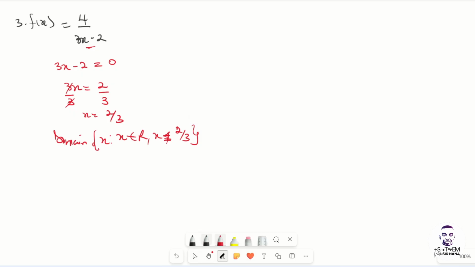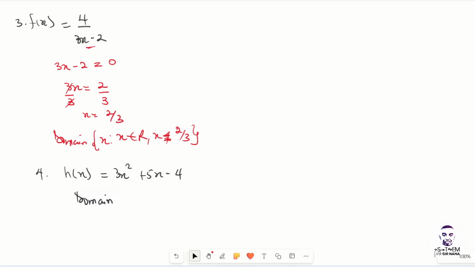And then for the fourth question, we have a quadratic function. The quadratic function given is h of x, which is equal to 3x squared plus 5x minus 4. And we know that quadratic functions belong to the polynomial functions. So for the domain of polynomial functions, all the x values in the real number system will satisfy. So we'll say that it is x such that x is a member of the real number system.